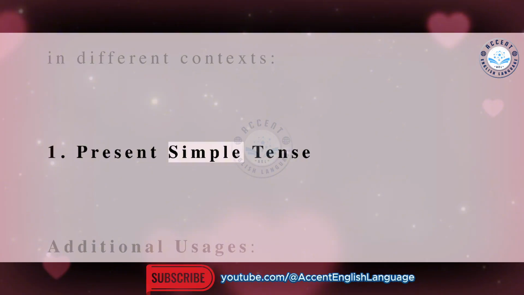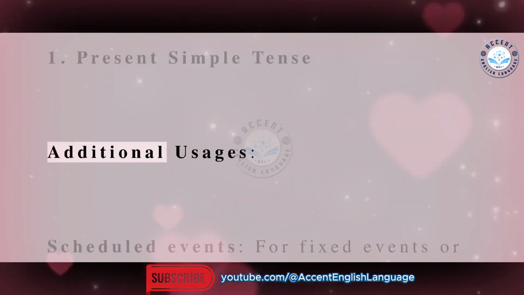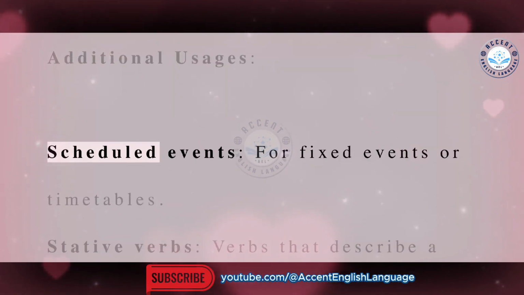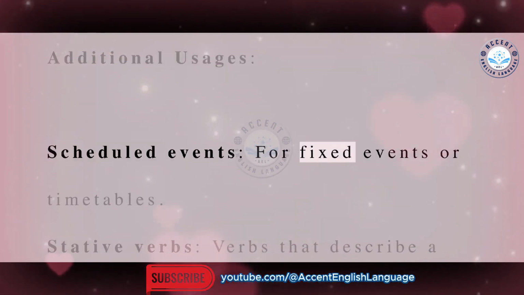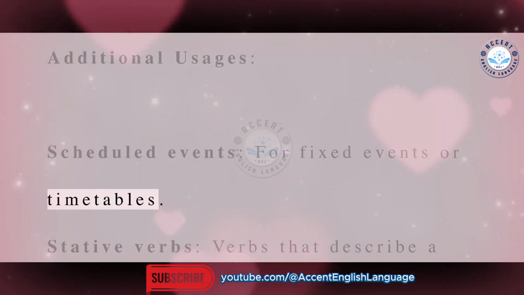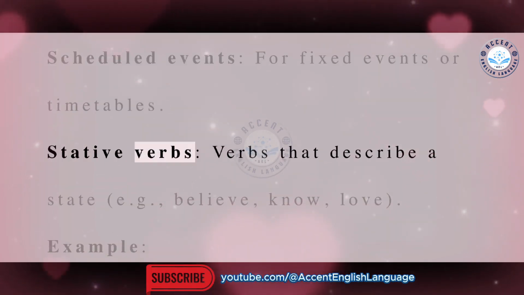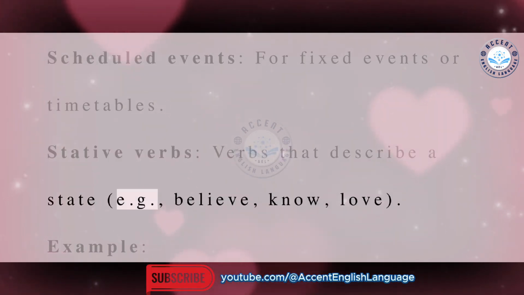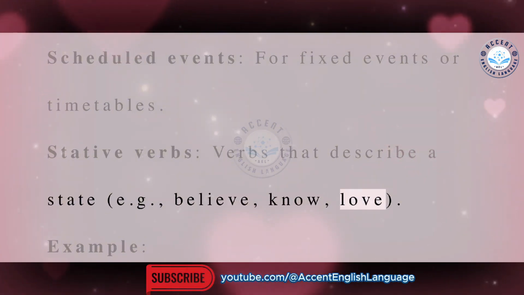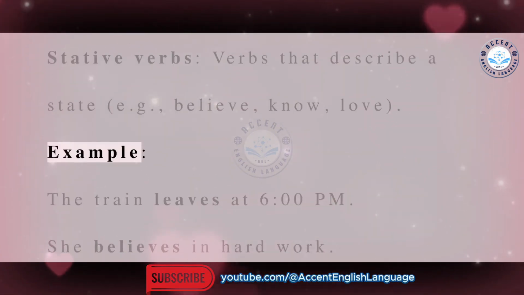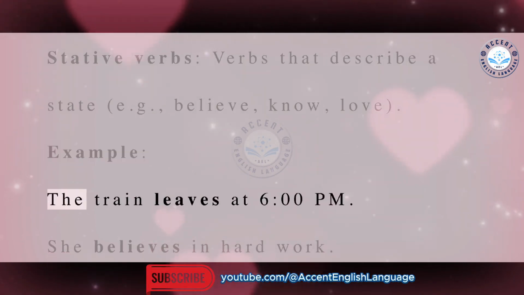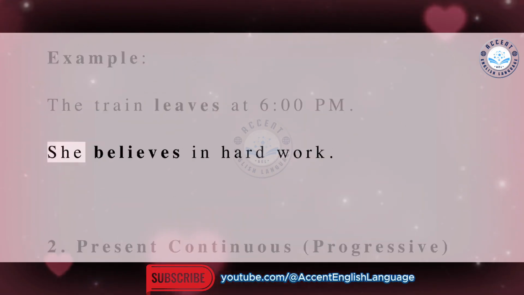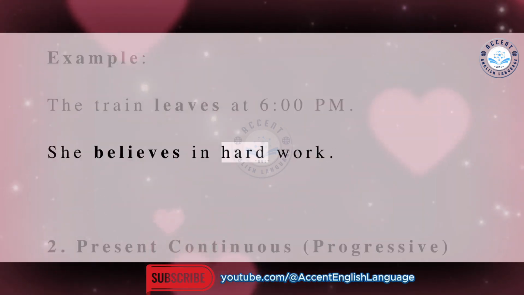1. Present simple tense. Additional usages. Scheduled events, for fixed events or timetables. Stative verbs, verbs that describe a state, for example: believe, know, love. Example: The train leaves at 6 p.m. She believes in hard work.